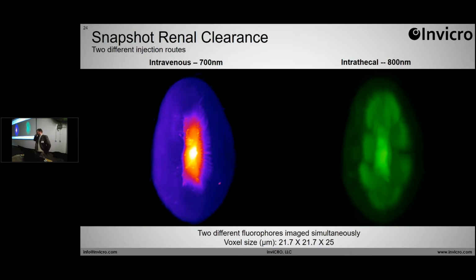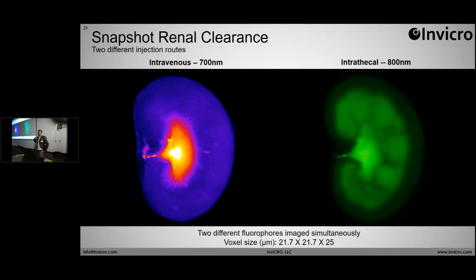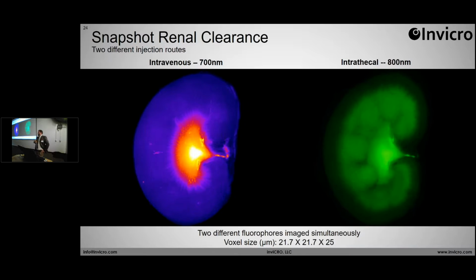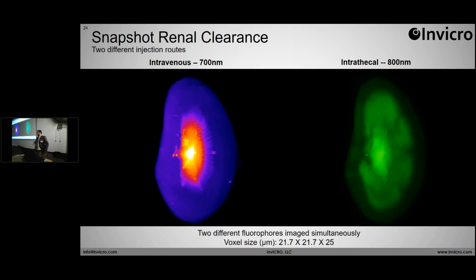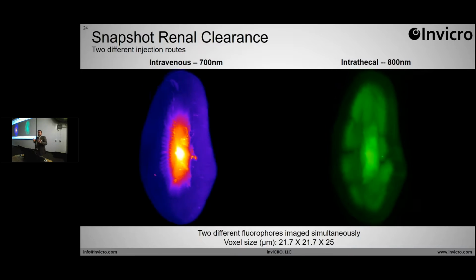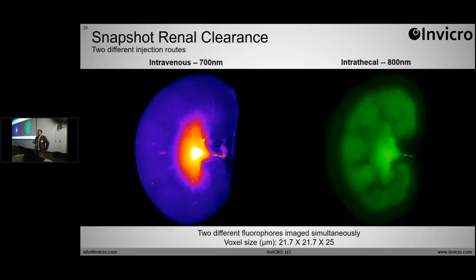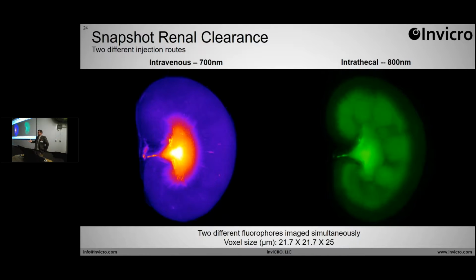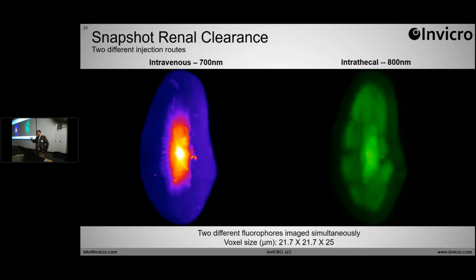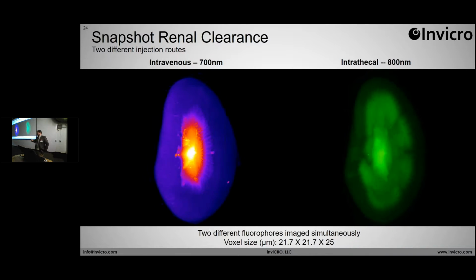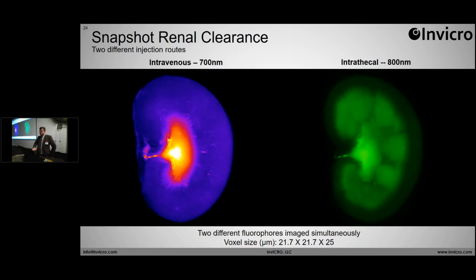This imaging methodology can also be used for multispectral techniques. In this case, what we're looking at is two tracers in the same subject. One was injected intrathecally, one was injected intravenously. In this case, what we have is a multispectral image. We have a comparison, a snapshot of the renal clearance comparing two different tracer injection routes.